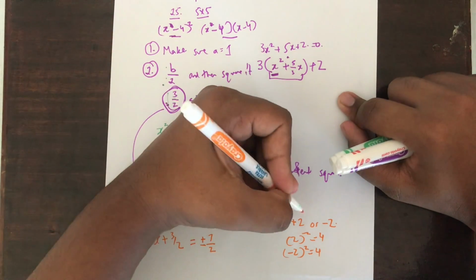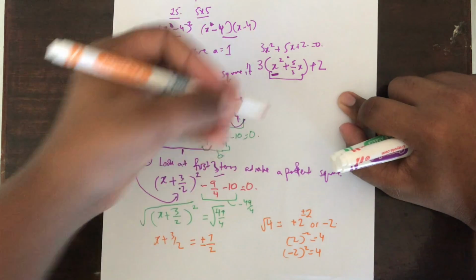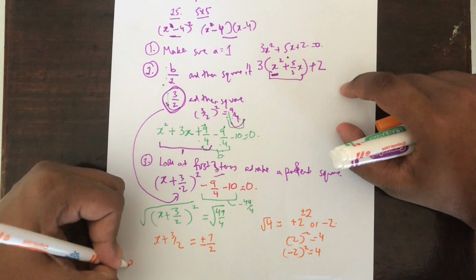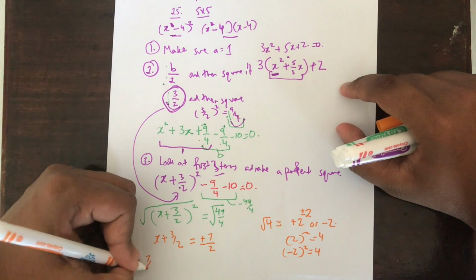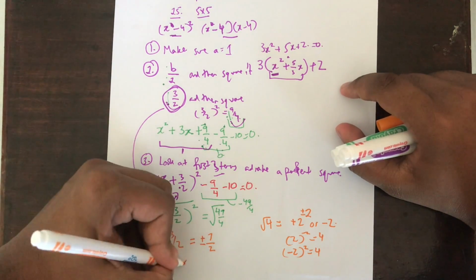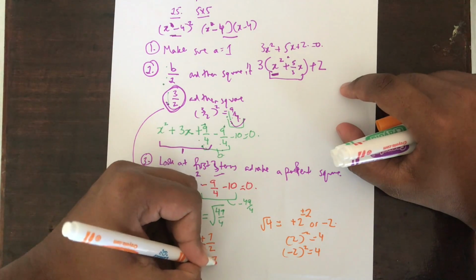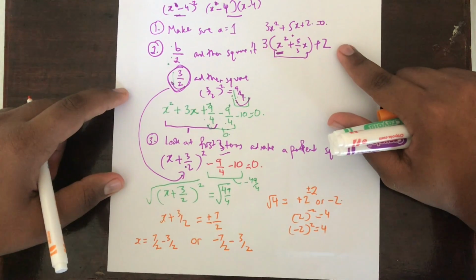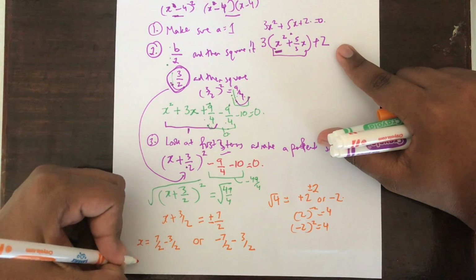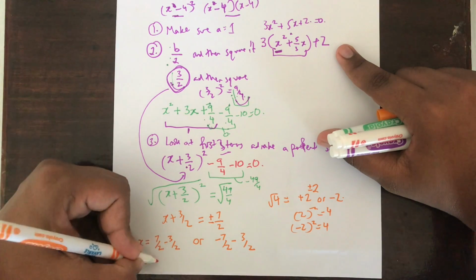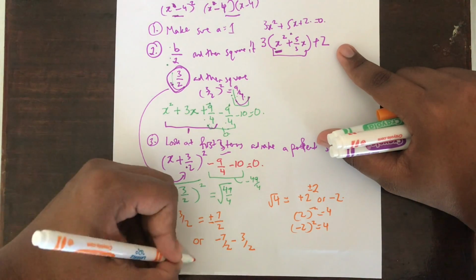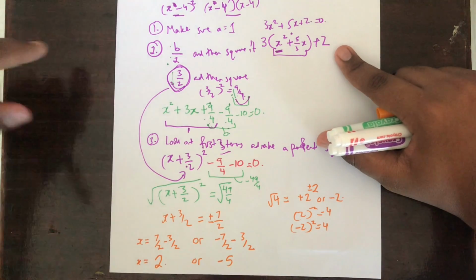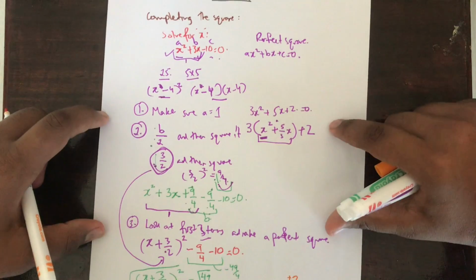In mathematics, you can write plus 2 or minus 2 as plus-minus 2. That's the same thing which I've applied here. Therefore, your values of x is equal to 7/2 minus 3/2, or minus 7/2 minus 3/2. So you have both scenarios here. And if I were to just compute this, this is 4/2, which is the same as 2, or minus 10/2, or the same as minus 5. So this is how you use completing the square to solve a quadratic equation.